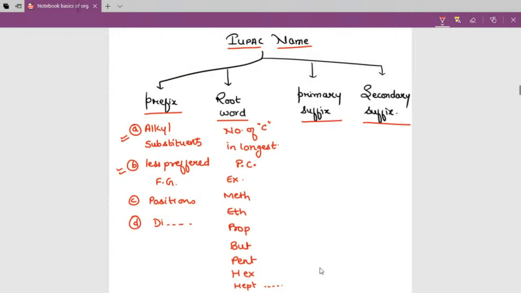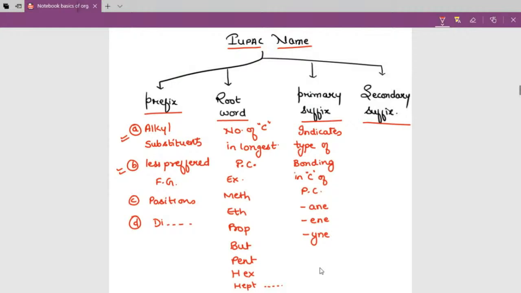Primary suffix. Primary suffix indicates the type of bonding between carbons of the parent chain. If all the carbons are single bonded, then this primary suffix is "-ane". If any one is double bonded, "-ene". If any one becomes a triple bonded, then you use the primary suffix "-yne".